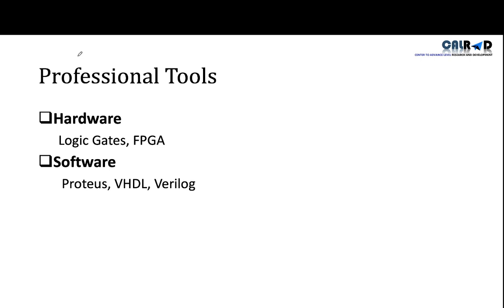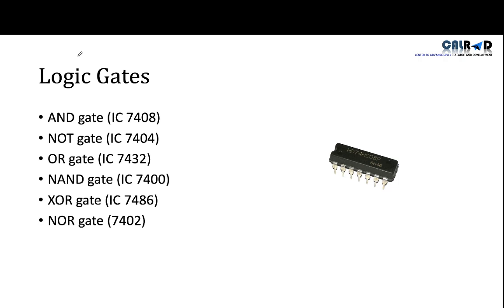Professional tools. We will be using professional tools of two types, hardware and software. In hardware, we will be using logic gates and FPGA. On the software side, we will be using Proteus, VHDL and Verilog. So what are these things? Let's have a look one by one. First we talk about hardware. In hardware, logic gates.